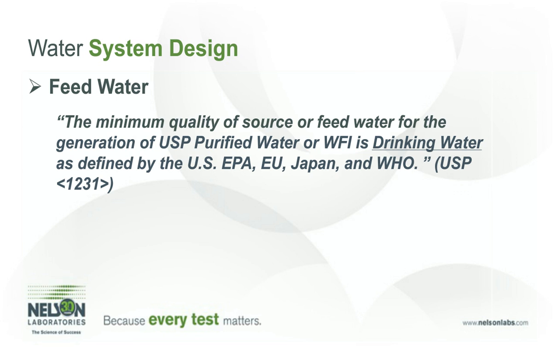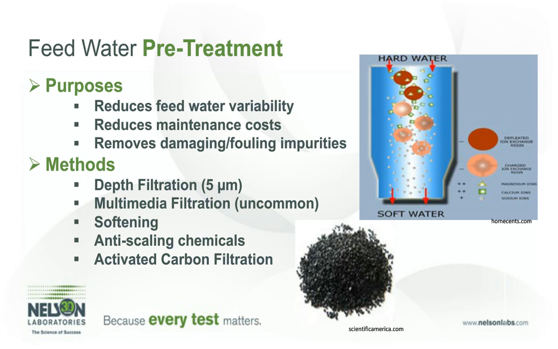Common feed water pretreatments reduce the feed water variability by reducing the incoming impurities. These are typically inexpensive components, and therefore reduce the maintenance costs on the higher-end components such as the RO membrane and the distribution loop. A lot of the methods involve depth filtration of 5 micron filters or less, multimedia filtration, as well as softening and anti-scaling chemicals, as I was discussing in the previous slide.